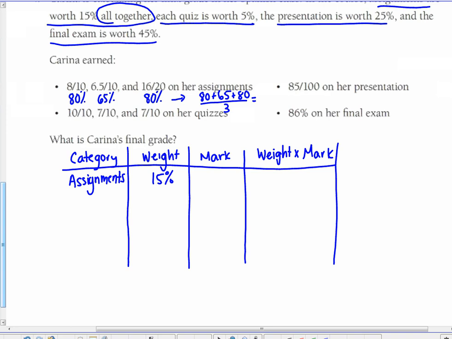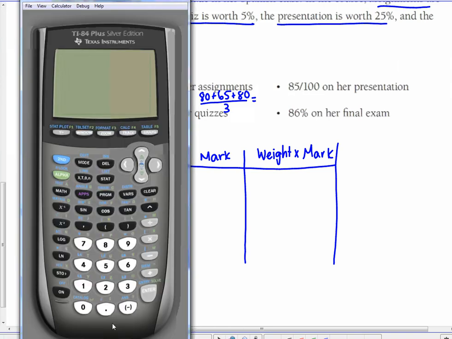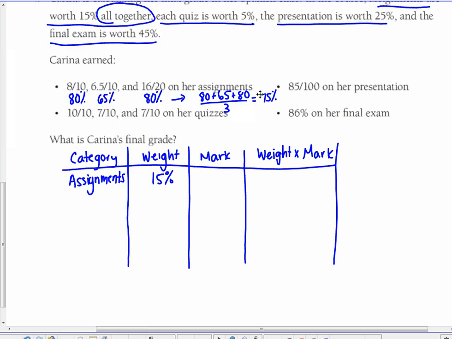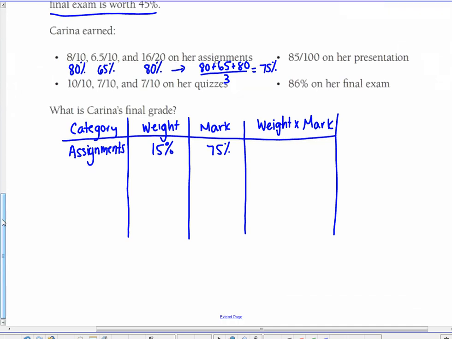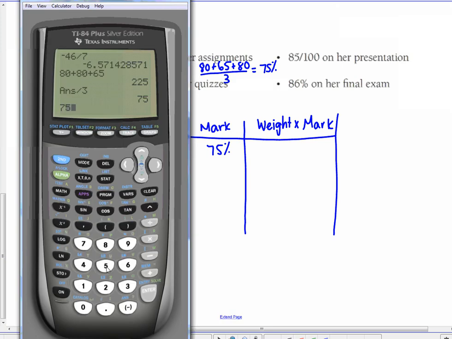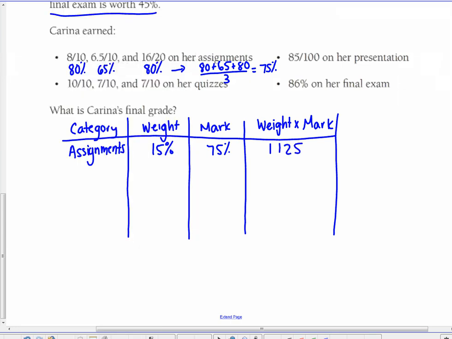So what's her average on her assignments? 80 plus 80 plus 65, and then divide by 3. So 225 over 3 gives you 75%. Altogether, she got a mark of 75% average on her assignments. It's weighted 15% of her final mark, and she got 75, so we multiply the weight times the mark. What is 75 times 15? We only want 15% of it. 1,125.